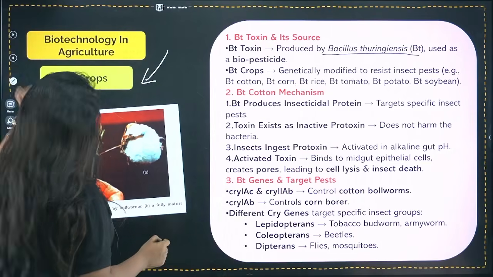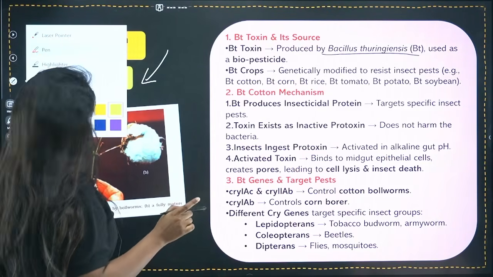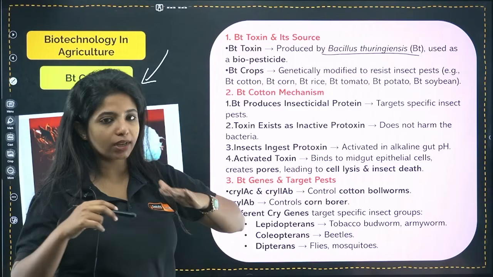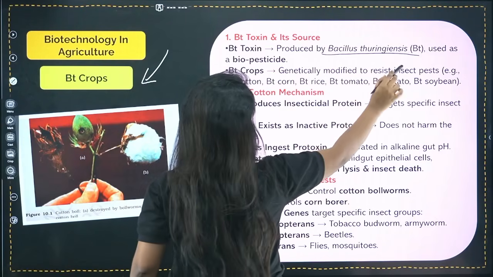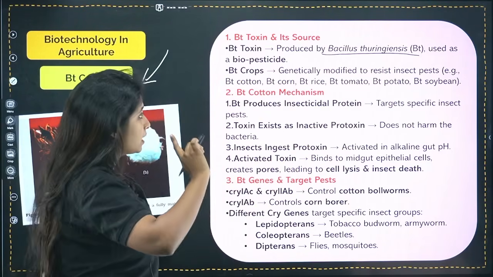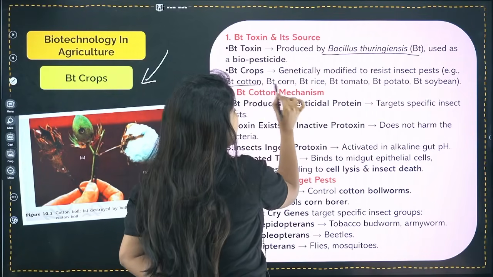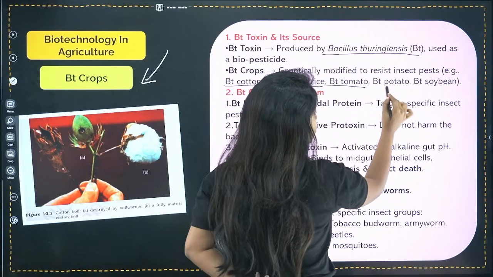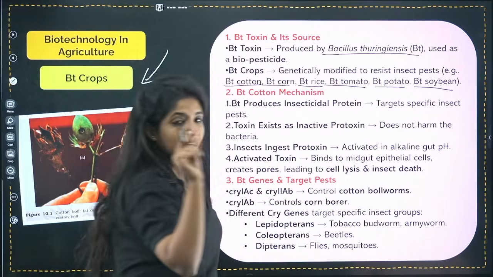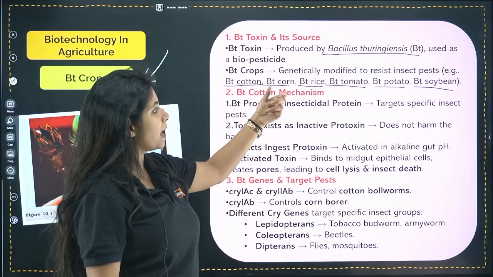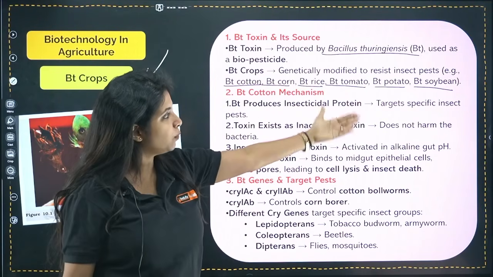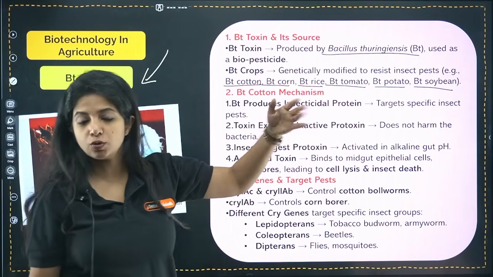Now listen to me very, very carefully. We will just read out whatever we have studied until now, and then we will go ahead with the new things, okay? So, produced by Bacillus thuringiensis and used as biopesticides, genetically modified to resist insects, for example Bt cotton, Bt corn, Bt rice, Bt tomato, Bt potato, Bt soybean. So basically, you're just putting the gene into these plants: corn, cotton, rice, tomato, potato and soybean, etc.